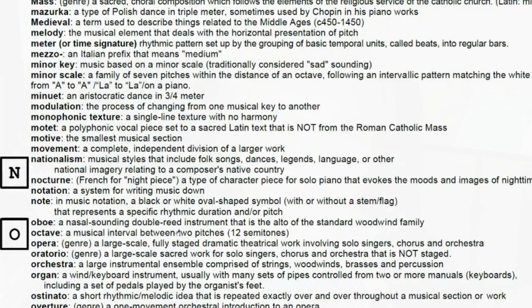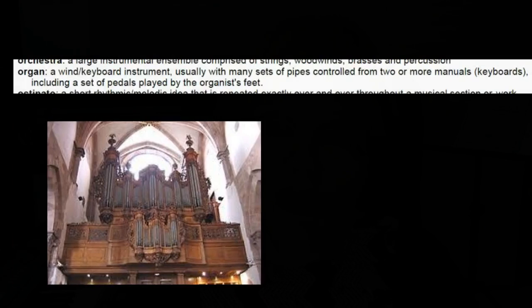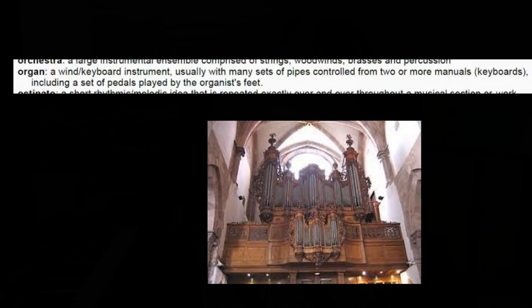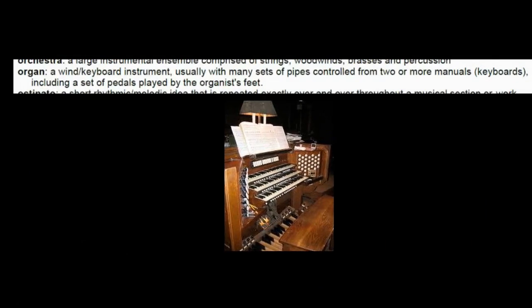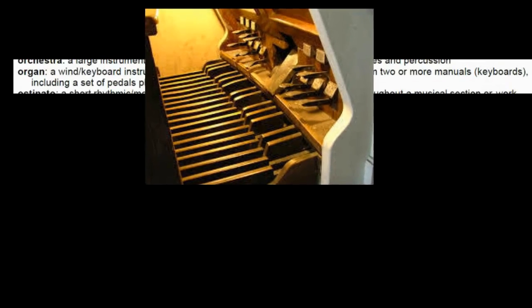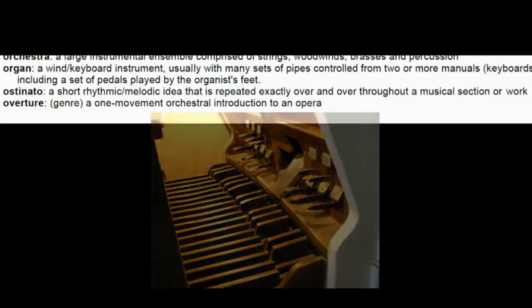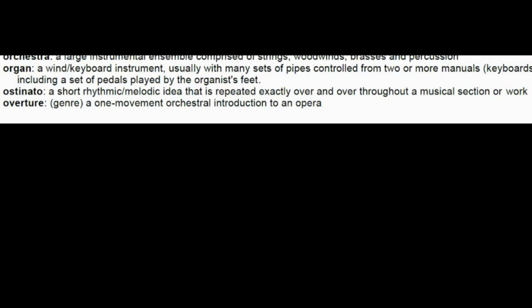The orchestra is a large instrumental ensemble comprised of strings, woodwinds, brasses, and percussion. Organ, a wind keyboard instrument, so it's like a hybrid instrument, usually with many sets of pipes controlled from 2 or more manuals, keyboards. Manual, another name for keyboard, including a set of pedals played by the organist's feet. The ostinato, a short rhythmic melodic idea that is repeated exactly over and over through a musical section or work.